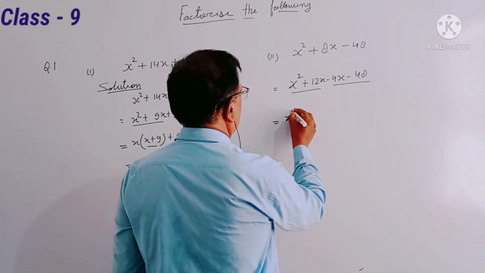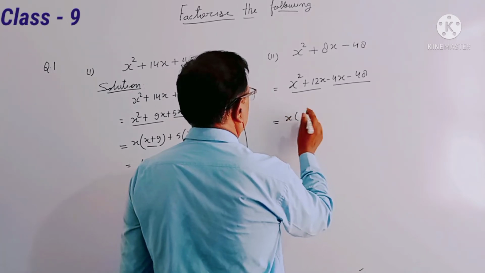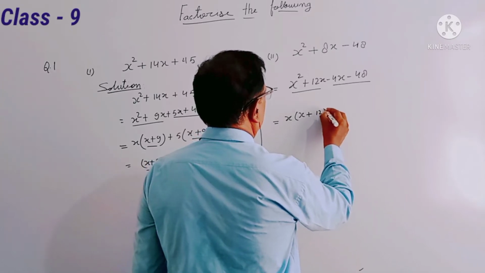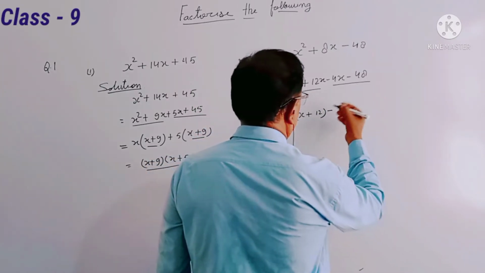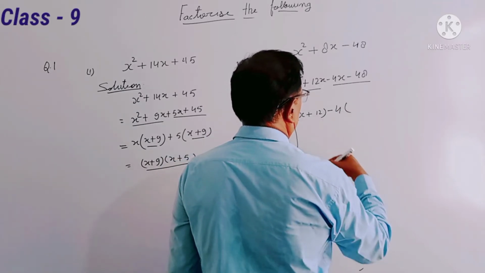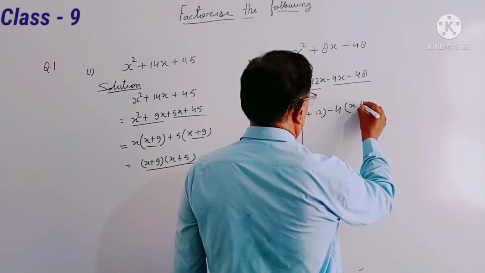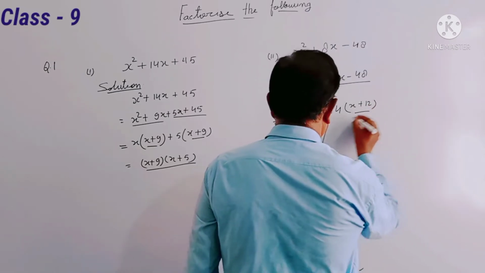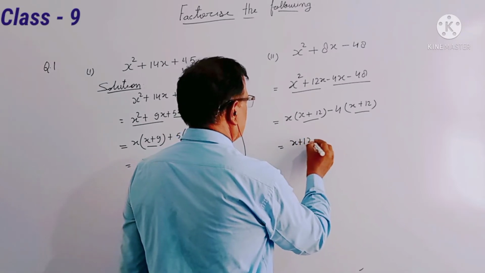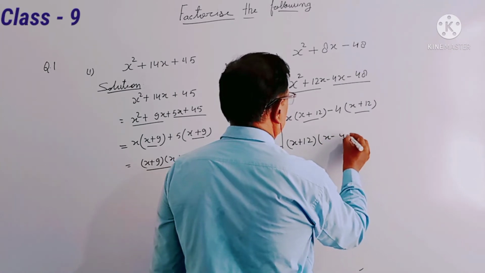As x is common here, when we divide by x, we get x plus 12. Now from this we take 4 common. As 4 is common, and minus is taken common, so we change the sign also. Then it becomes x plus 12. Now x plus 12 is common, so we take x plus 12 as common. Now here will remain x minus 4.